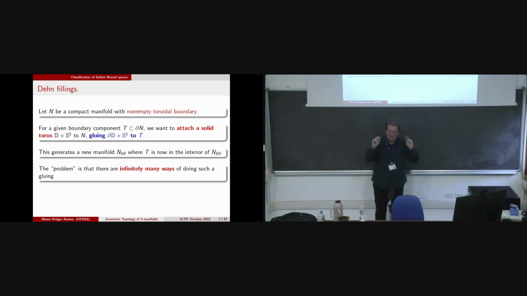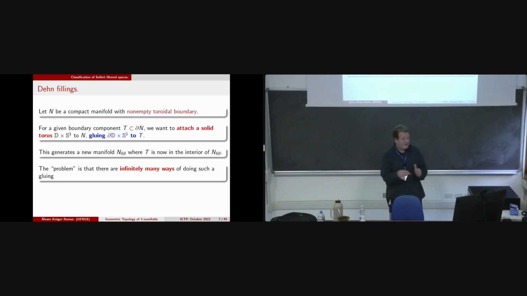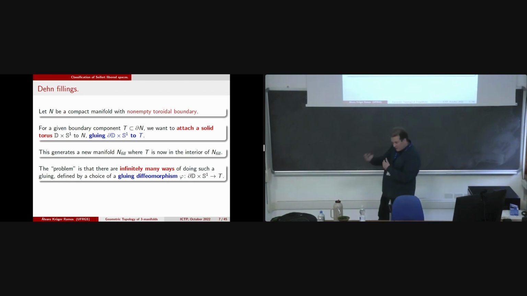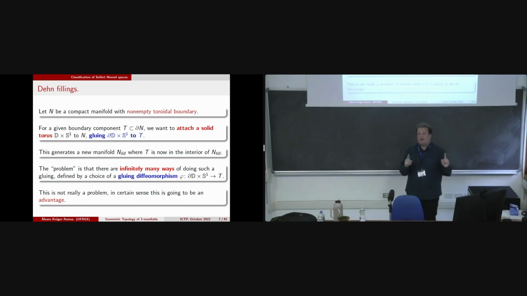And the problem, and here problem is quote unquote, is that you don't have a standard way of doing that. You can do it in infinitely many ways. And you just need to choose a gluing diffeomorphism from the boundary of the solid torus to this boundary component T. And actually, this is not a problem. Actually, this is an advantage because you have choice. And you can do it in some ways to make this new manifold have some property that you would like.